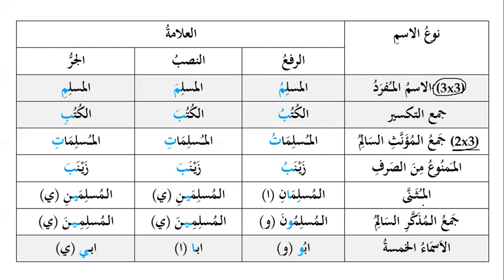Then we have al-muthanna: al-muslimani, al-muslimaini, ani, aini, aini. Also, it has two states, as we can see here. When we put alif over here, that means this is marfu by alif, and mansub bil ya, and majroor bil ya. Ani, aini, aini. And the same over here. Jam'ul mudhakkari as-salimu: al-muslimuna, una, ina, ina. So una is marfu by waw, and ina, ina is mansub and majroor by ya. So this is ya over here, and ya over here, and ya over here.